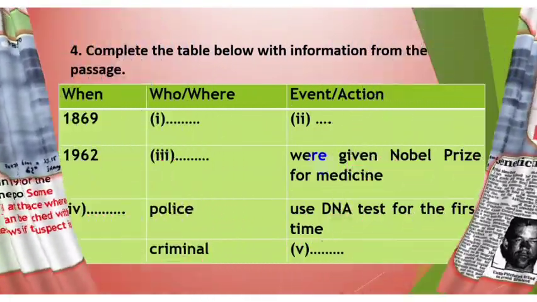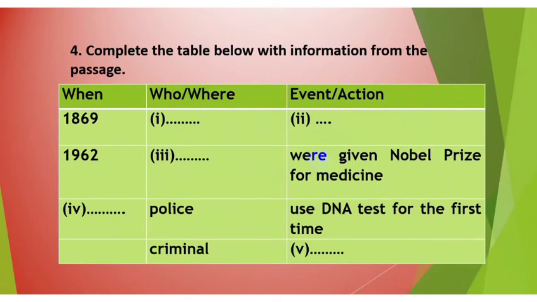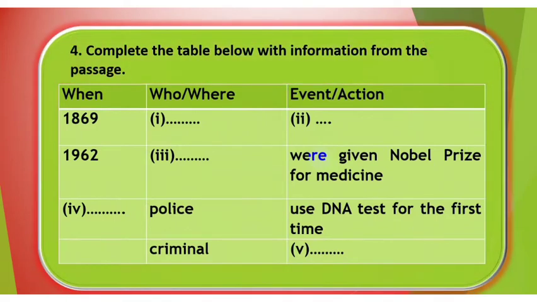Here is question number 4. You see on the screen. Complete the table below with information from the passage. What information do we already know from the passage according to our discussion? Now we have to fill this table. In the first box, we have to mention the time when the incident happened. Then in the next box, we have to mention who or where the incident happened. Then in the third box, we have to mention the event and action about the incident.